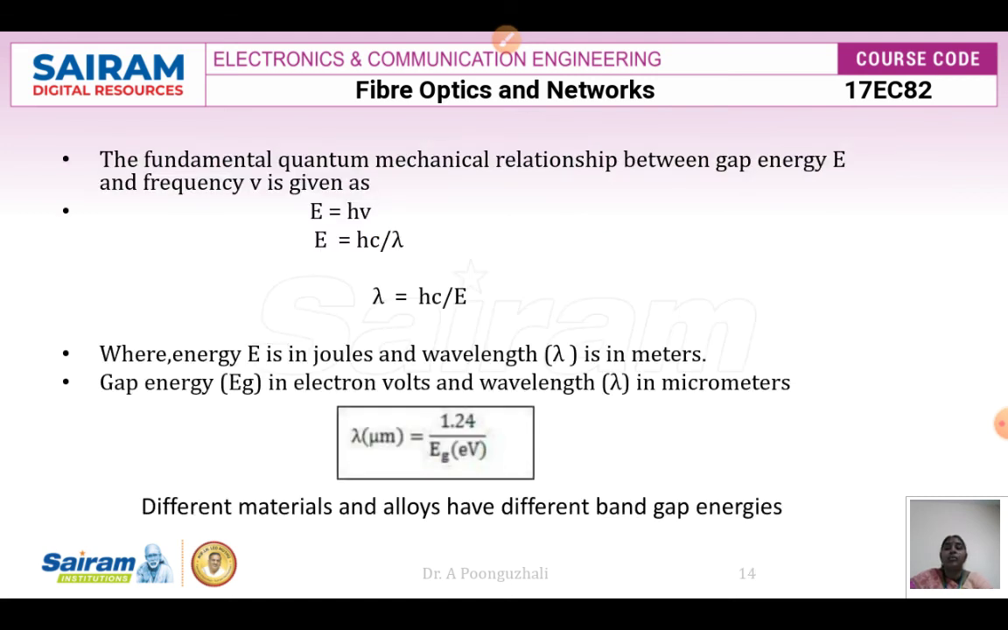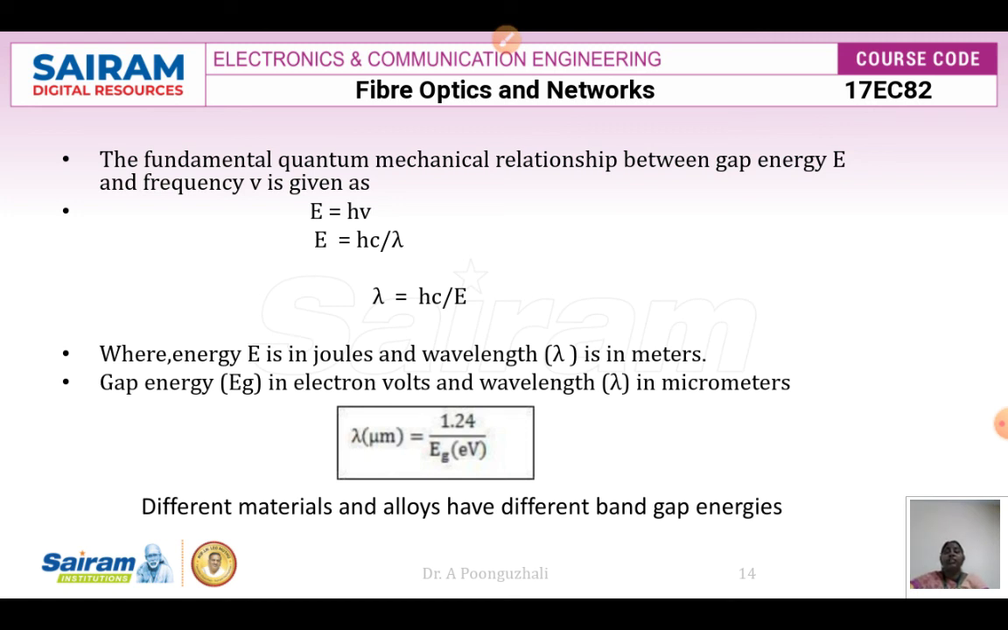The fundamental quantum mechanical relationship between energy and frequency is E is equal to h nu, that is h into c by lambda, where lambda is equivalent to hc by E. Energy is defined in joules and wavelength in meters. The energy gap is in electron volts and wavelength is in micrometers. So I can write lambda in micrometers is equivalent to 1.24 by Eg in electron volts.